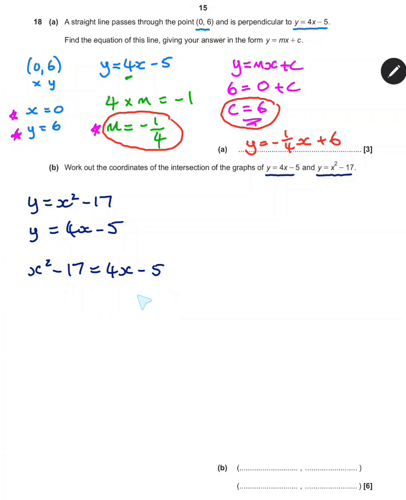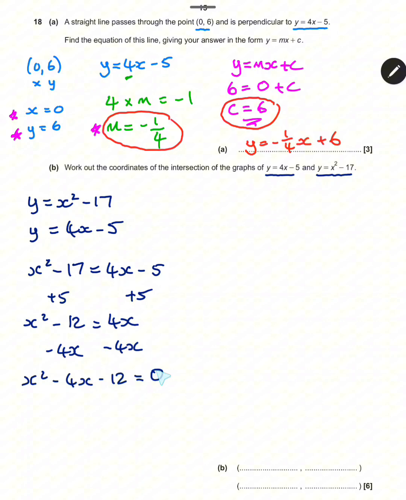This is now a quadratic that we can start to solve. So I'm going to add 5 to both sides. And we get x squared, -17 add 5 is -12, equals 4x. Let's take 4x from both sides. We get x squared minus 4x minus 12 equals 0.